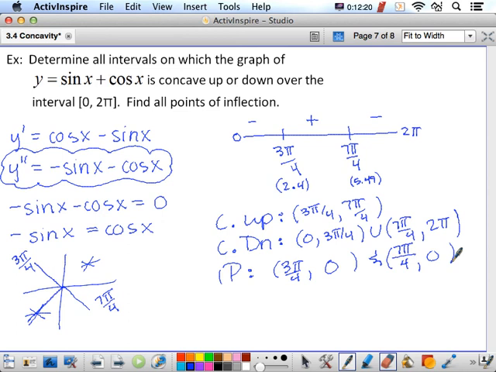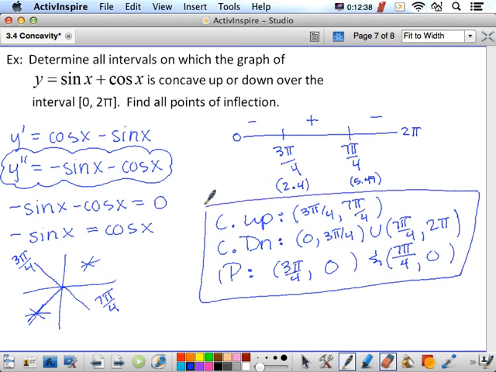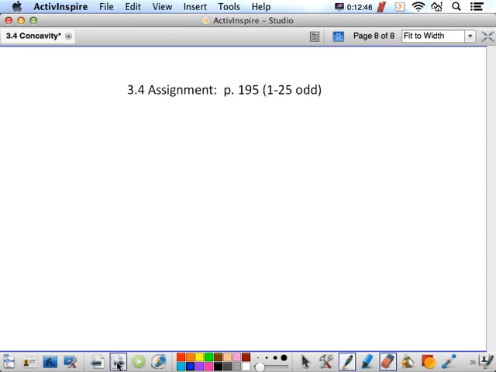And we could think about it, and we know that if we're in the 4th quadrant there, that's a negative square root of 2 over 2, and that's a positive square root of 2 over 2. So that's why they add to 0. So you should be able to do it either way, but you could verify with your calculator. Okay, so that is section 3.4. As you can see, the biggest burden is going to be getting the second derivative for most of these. Here is the assignment, just 1 through 25 odd.